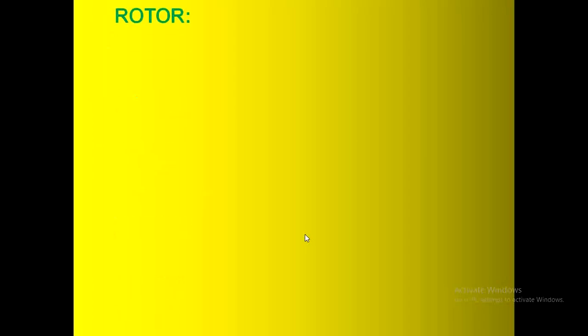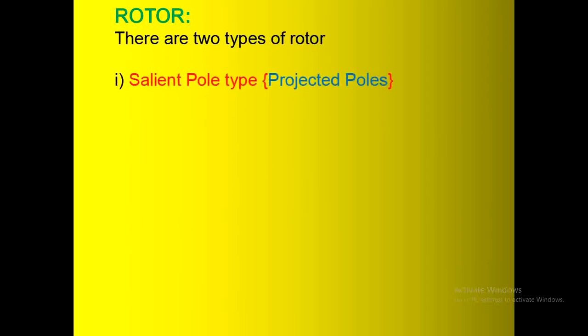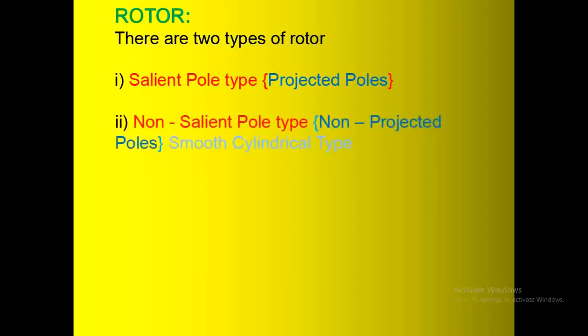Now come to the rotor. Rotor is the magnetic field system of the machine. These are of two types. One is salient pole type or projected poles. Another is non-salient pole type or non-projected poles, also known as smooth cylindrical type. Depending on the type of rotor, alternators can be classified as salient pole alternator and non-salient pole alternator.